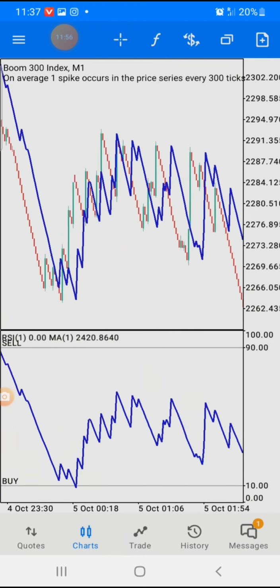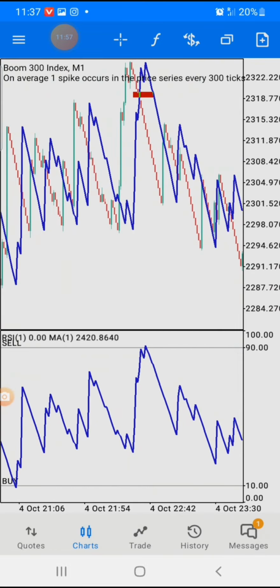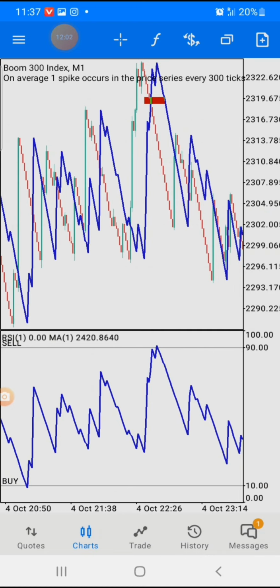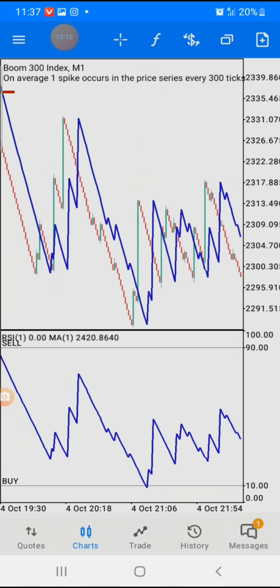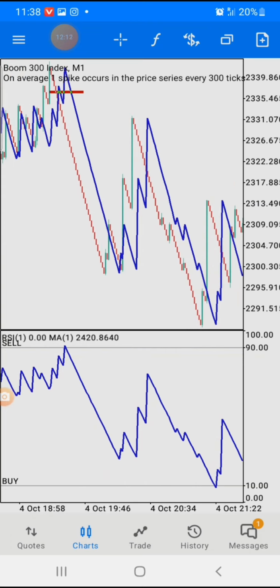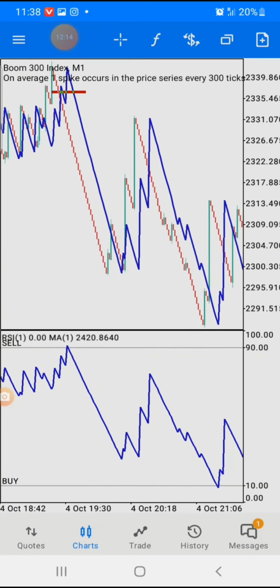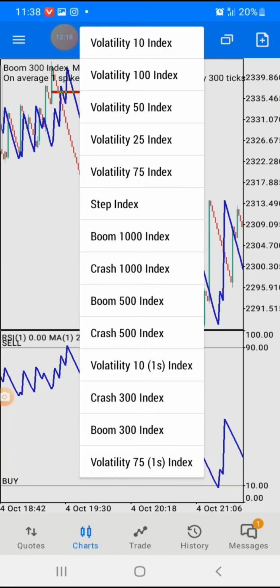of the market. Okay, so we have a lot of these examples, and this moving average will try to avoid the spikes. Once the market is done spiking, that's when you see the candles crossing the moving average. So that's an example in Crash 300.